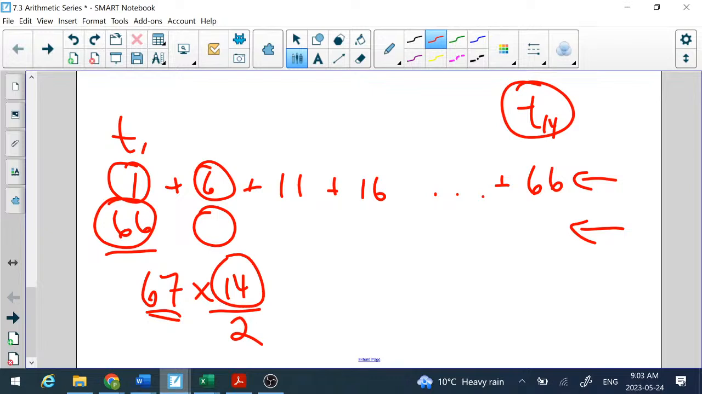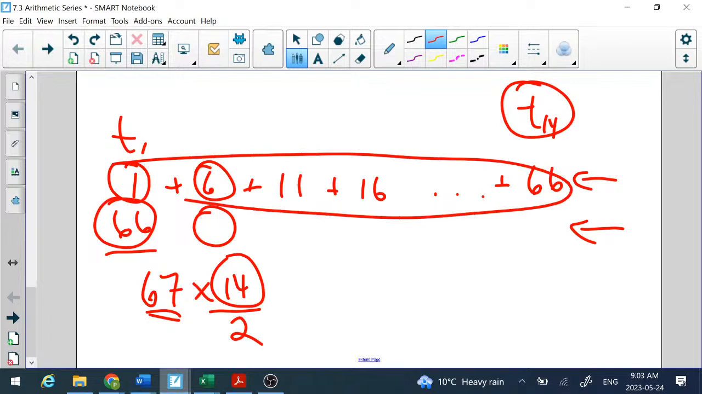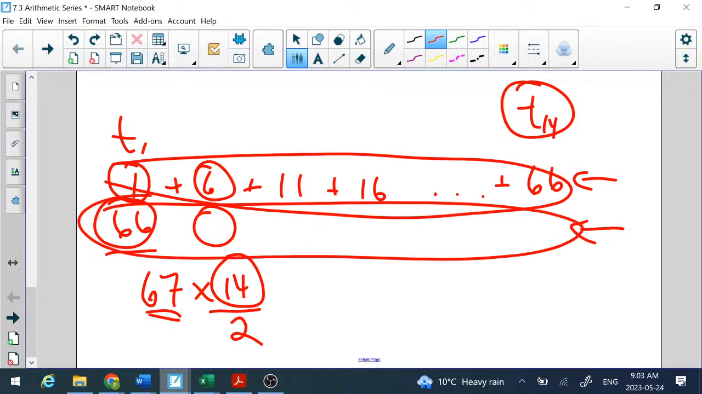But you see, what I've done is I've added all these numbers twice. I just want the sum of the series one time. But I kept adding the first and last, second and second last, third and third last, and so on. So the answer I'm going to get is double the answer I'm supposed to get. So you're going to have to divide by 2 every time. So you multiply by n, and you divide by 2.